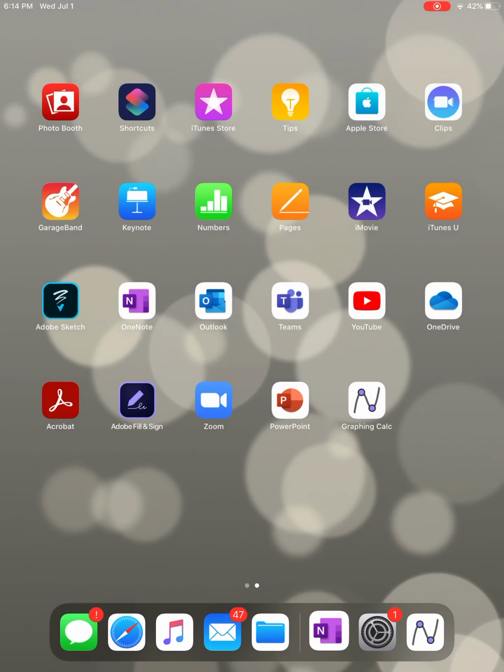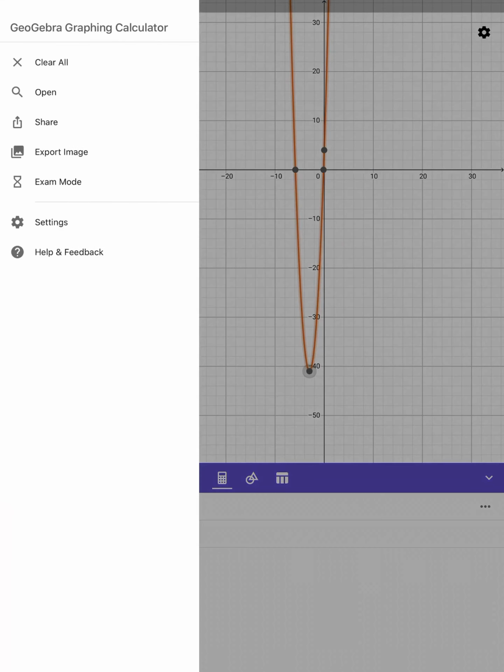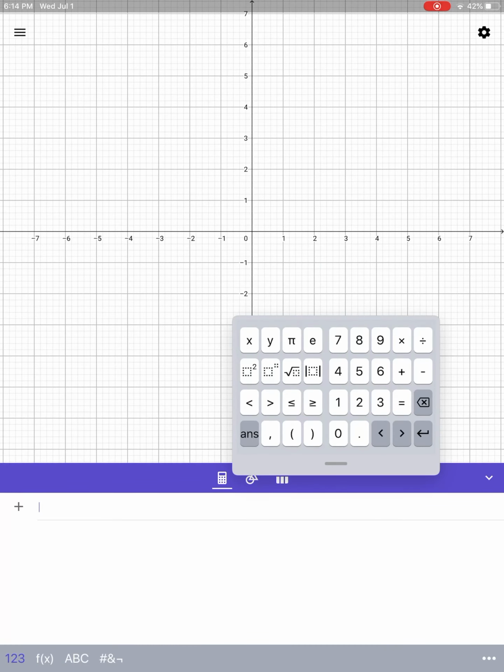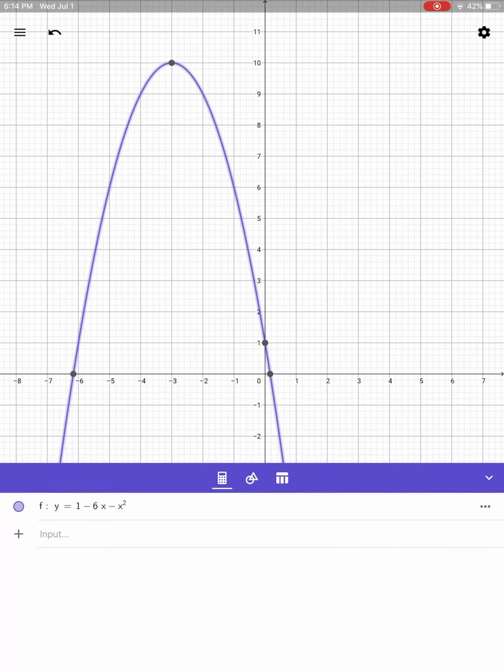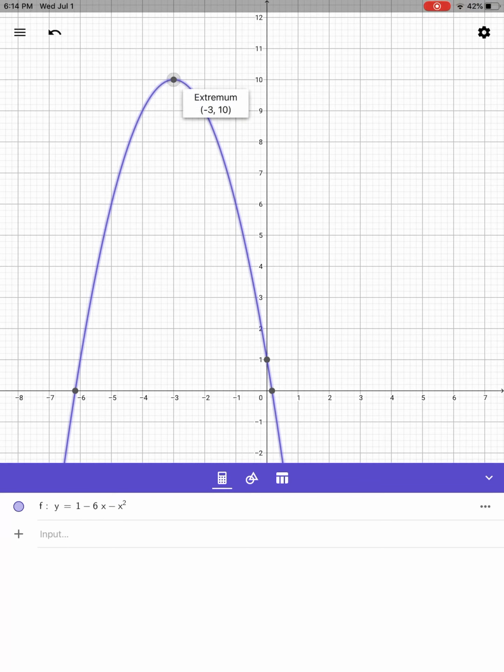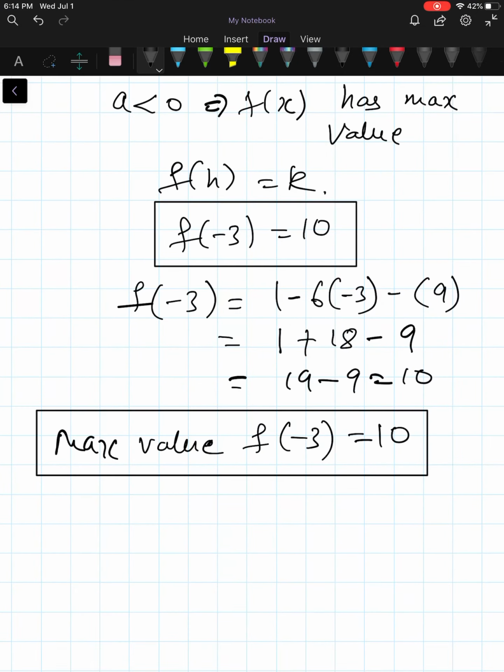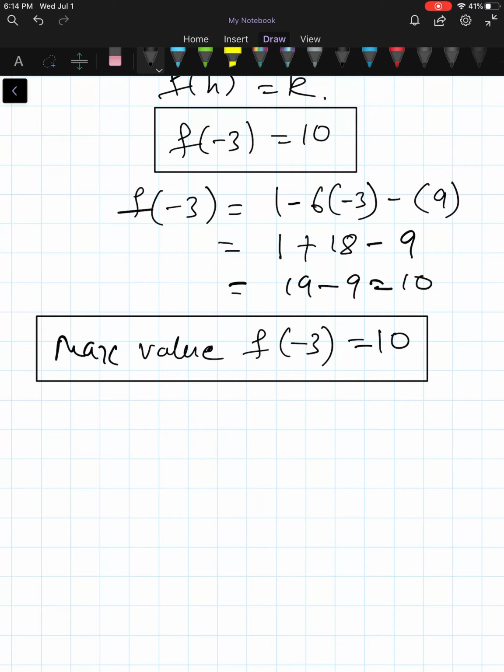So we can verify this using the graph again. Going back to the graphing calculator, plot the graph. Y is equal to 1 minus 6x minus x square. Okay, so I got the graph. Here we have our extremum, so it is negative 3 comma 10. So we are absolutely right. Whatever we did manually, we are right.